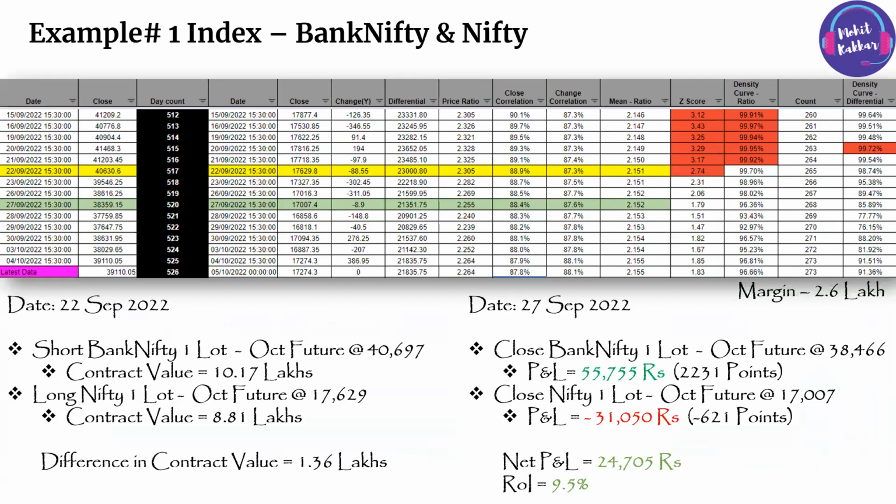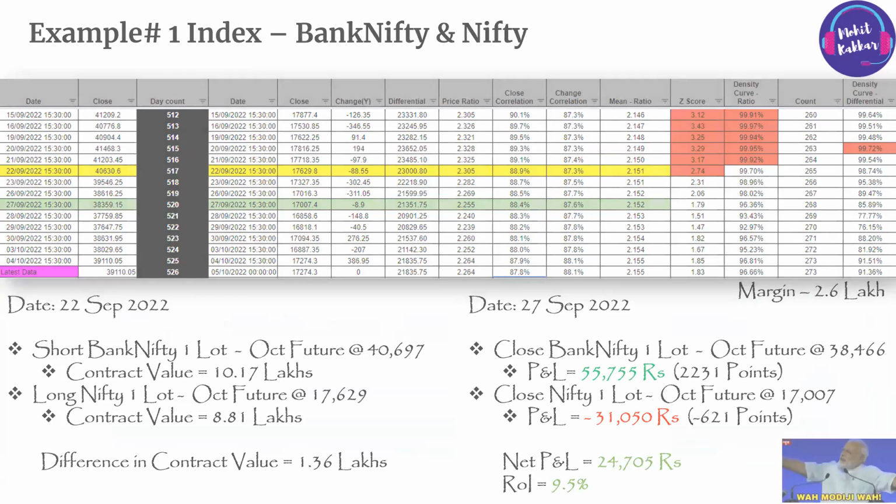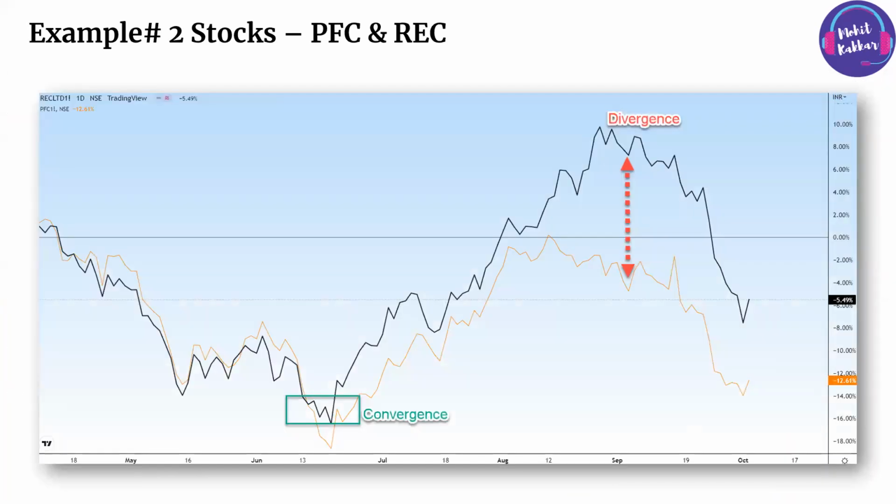This is one example. We'll see another example. So this is in the public sector space. You see PFC and REC. There was a convergence here, that there was very good divergence getting created in early September. It came under radar.